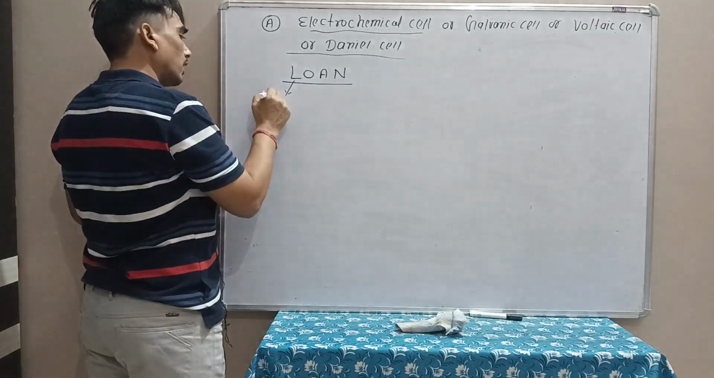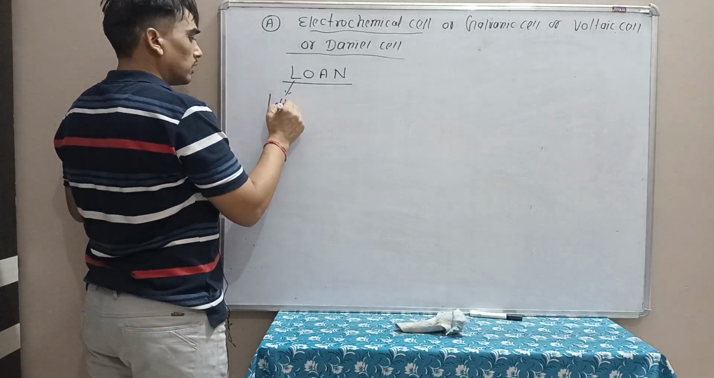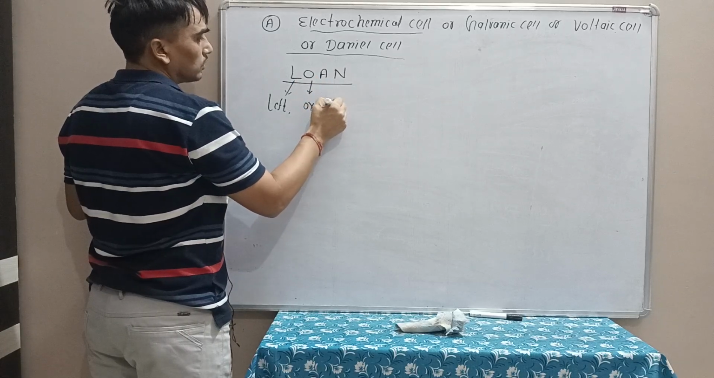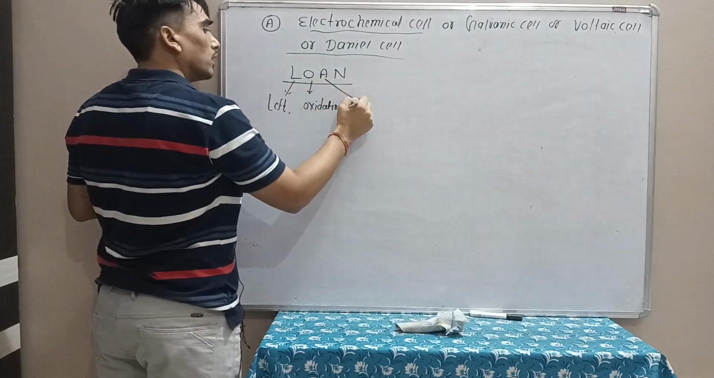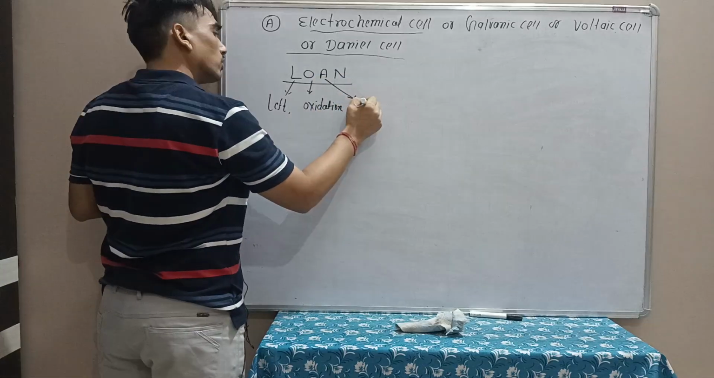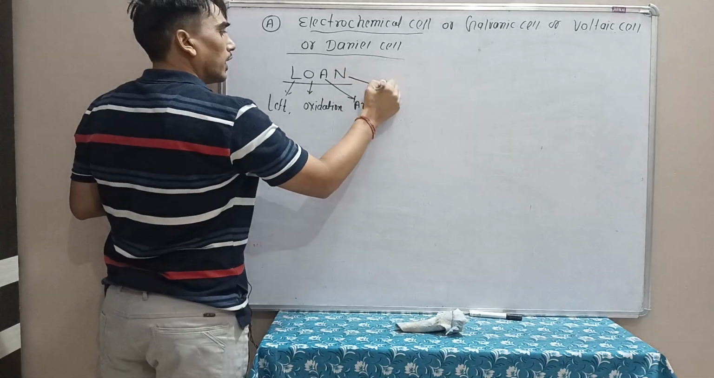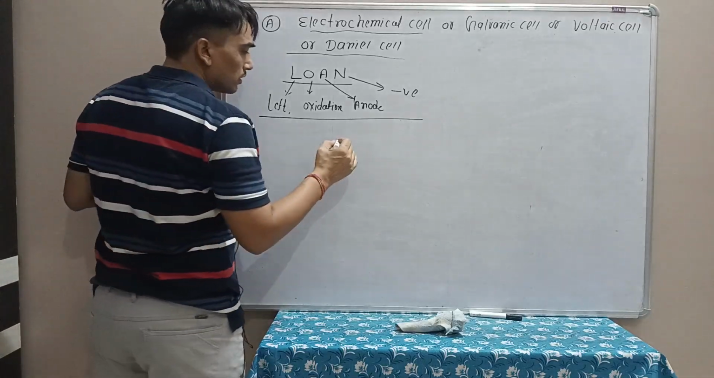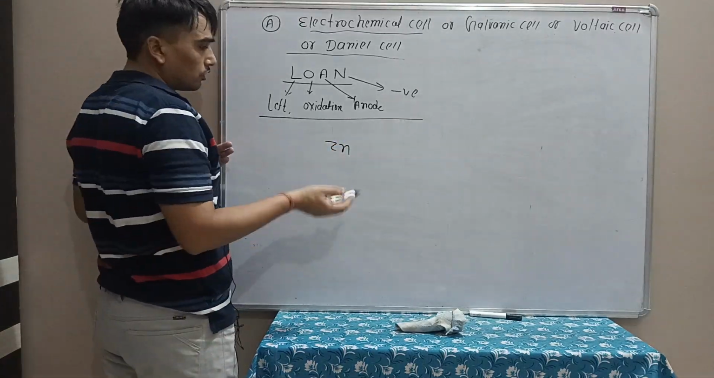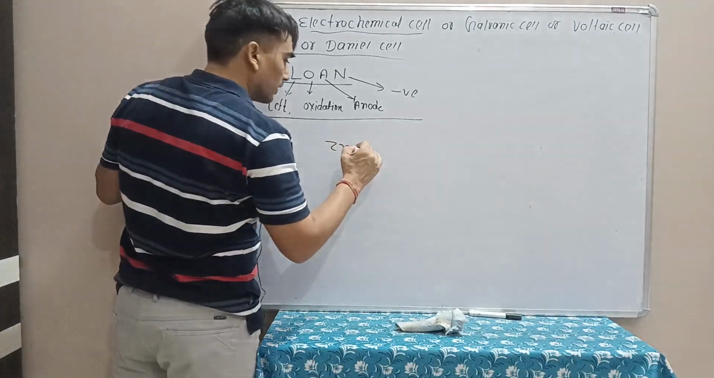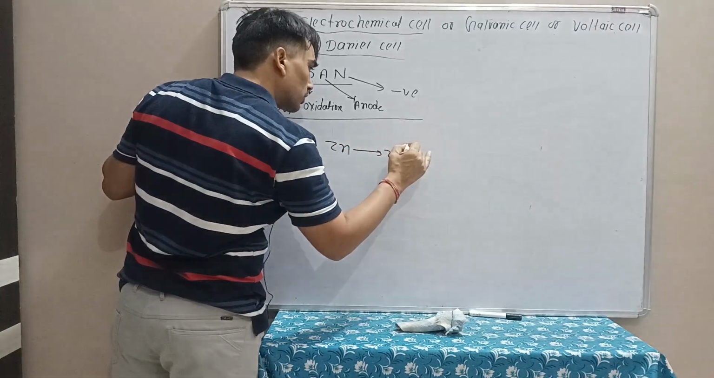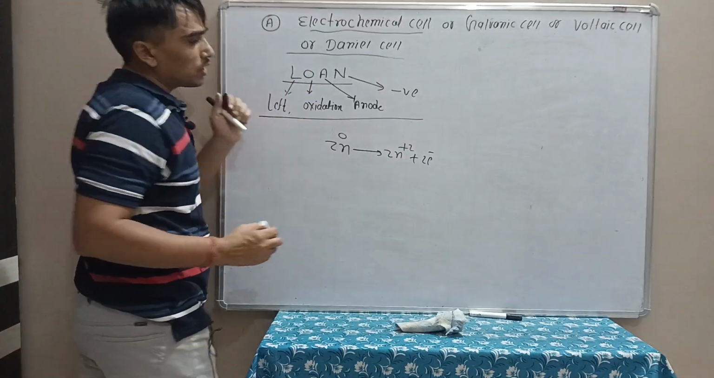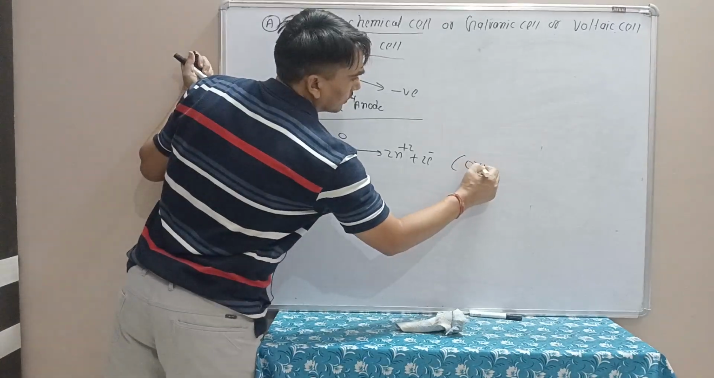L stands for left, O for oxidation, A stands for anode, and N for negative, which means Zn, which is present at left side, forms Zn plus 2 ions by releasing 2 electrons. So there is 0 oxidation state, there is plus 2 oxidation state, that's why oxidation.